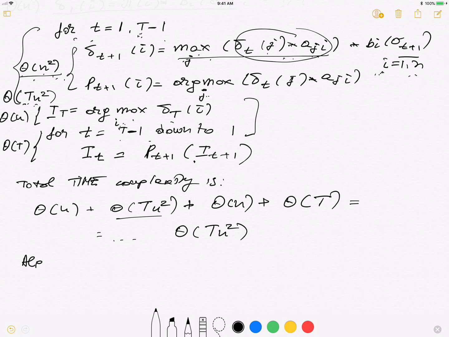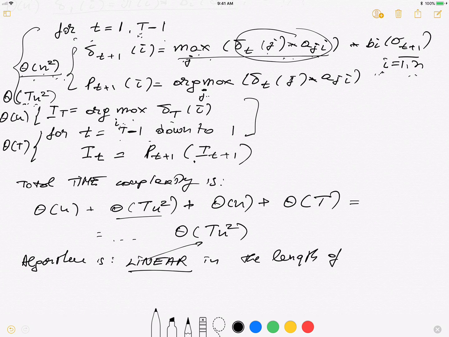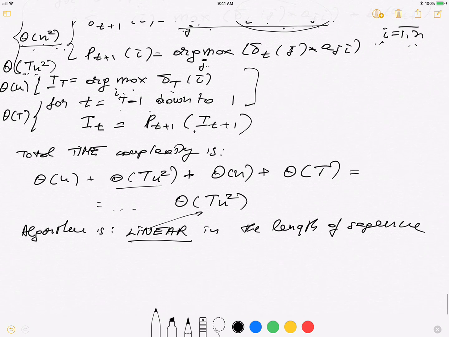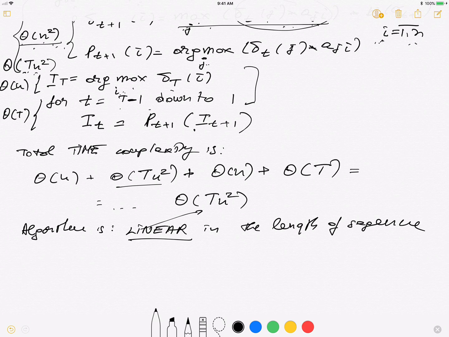So the algorithm is linear in the length of the sequence and the algorithm is also quadratic in the number of states.